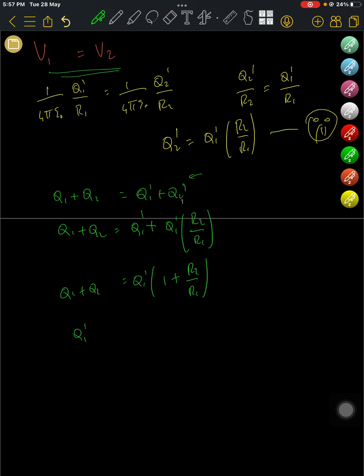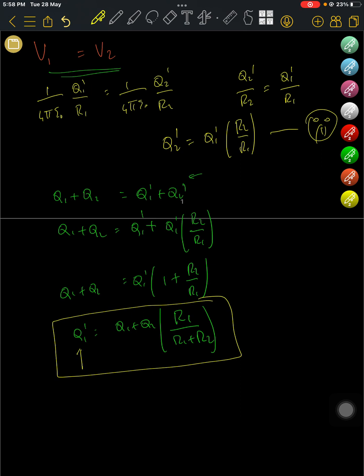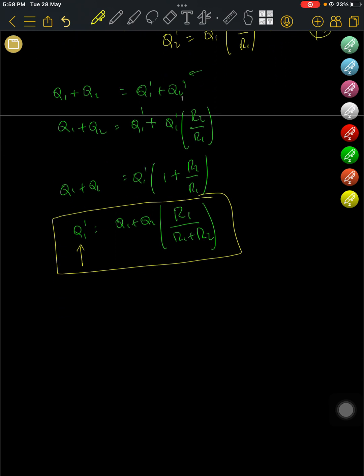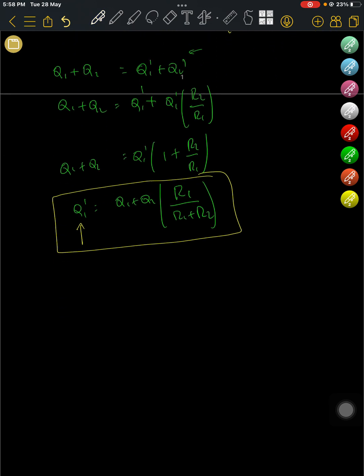I want to write for q1 dash. I want to know how much charge can be stored in sphere number 1 after you connect a metallic wire between the two spheres. So q1 dash is equal to (q1 plus q2) into r1 by (r1 plus r2). This is the final expression for the amount of charge that stays in the first sphere after connecting the metallic wire. Similarly, if you do the same derivation, q2 dash is equal to (q1 plus q2) into r2 by (r1 plus r2).